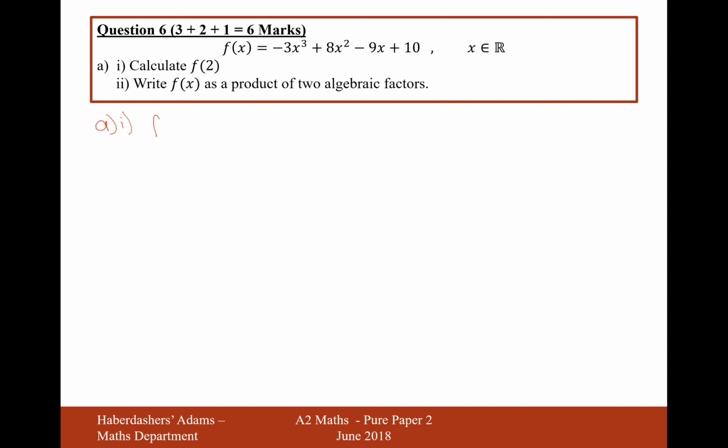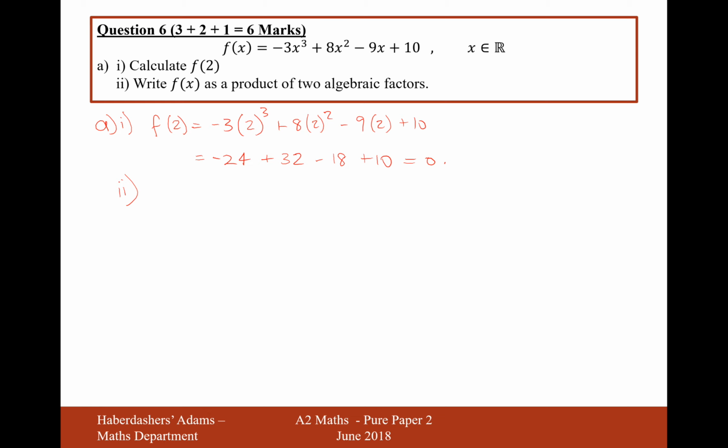All we need to do is put x equals 2 into the polynomial, so it's going to be minus 3 times 2 cubed plus 8 lots of 2 squared minus 9 lots of 2 plus 10. Let's work it out all separately. 2 cubed is 8, so it's going to be minus 24 plus, that's going to be 4 times 8 is 32, minus 18 plus 10, which equals 0. Lovely, I suppose they're setting us up for part 2.